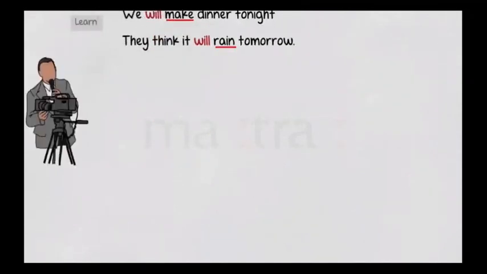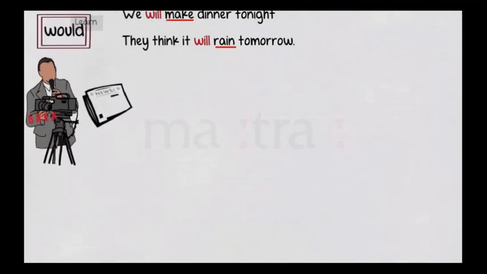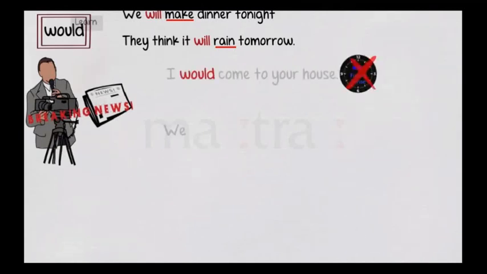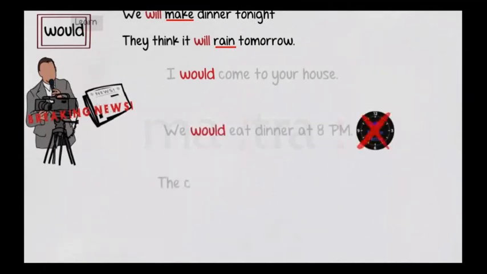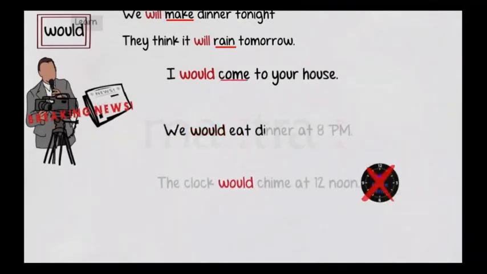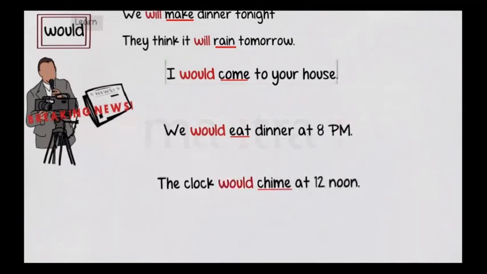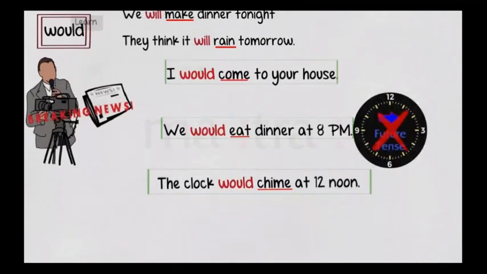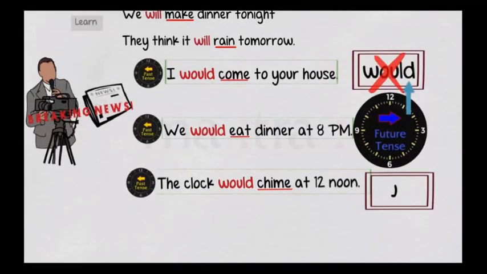You will find many journalists using would when reporting the news nowadays. This is incorrect usage in the future tense. We read or hear sentences like, I would come at 5 p.m. The clock would chime at 12 noon. All these sentences are wrong if they are meant for the future. They end up sounding like it has happened in the past. To say it in the future tense, we must use the word will.